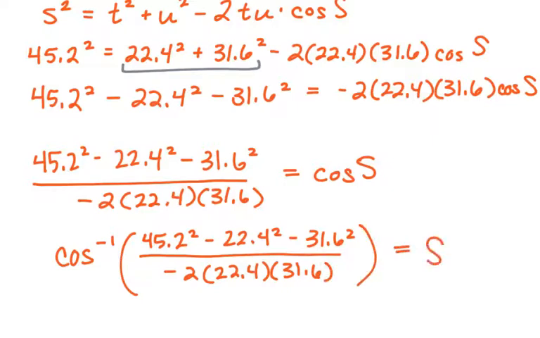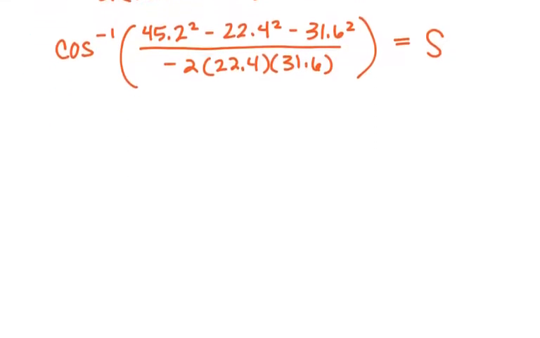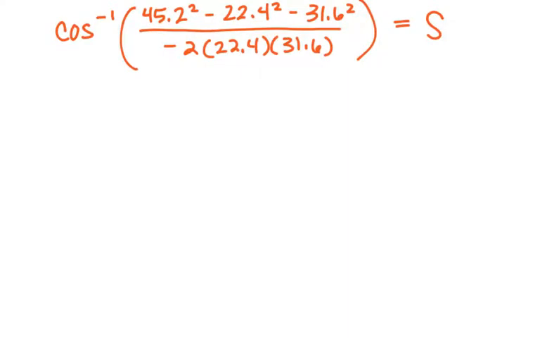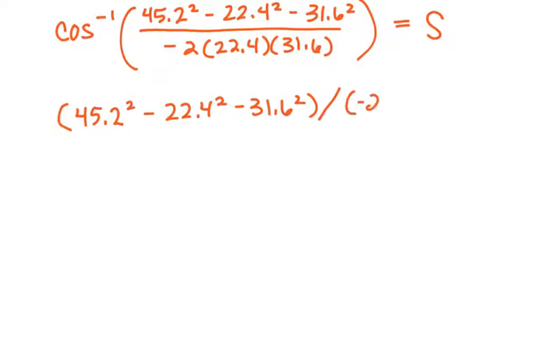And this, of course, equals capital S, my angle measure for S. So I just want to encourage you, when we type this into our calculator, we're going to use parentheses: 45.2 squared minus 22.4 squared minus 31.6 squared. Parentheses around the entire numerator. Put your divide by slash, then you need parentheses around the entire denominator. So negative 2 times 22.4, and you can use a times instead of parentheses here, so you'll get a little star on your calculator, 22.4, and then times 31.6.